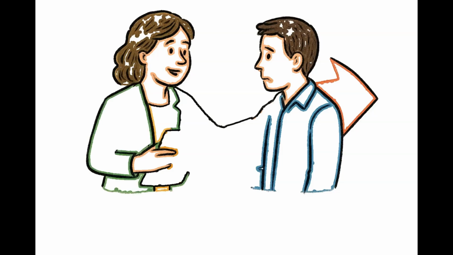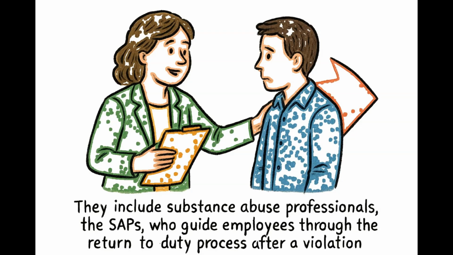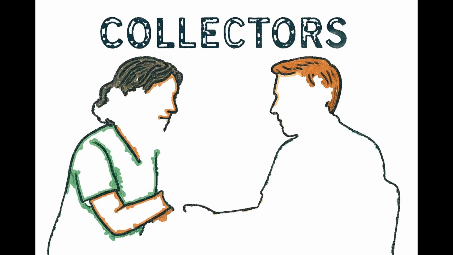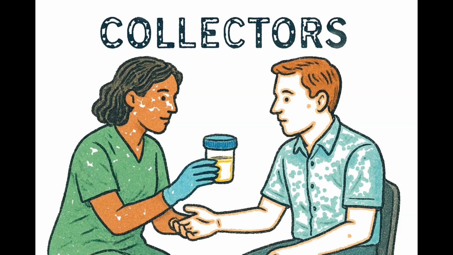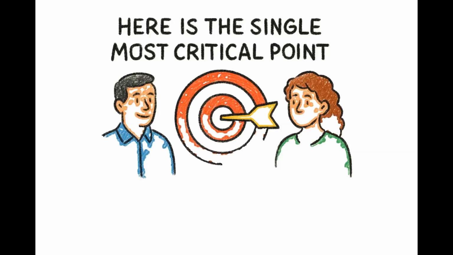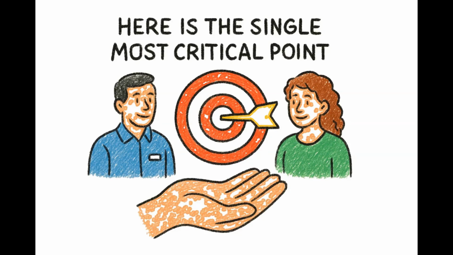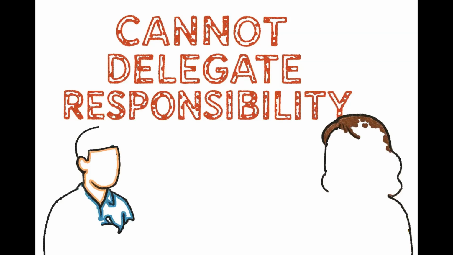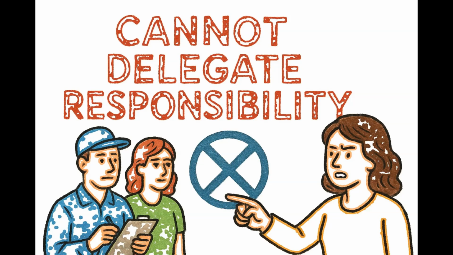They include substance abuse professionals, the SAPs, who guide employees through the return-to-duty process after a violation. And they include the collectors, the technicians who ensure samples are collected correctly. Each plays a specialized role, but here is the single most critical point about using service agents. While you can delegate tasks to these partners, you absolutely cannot delegate responsibility.